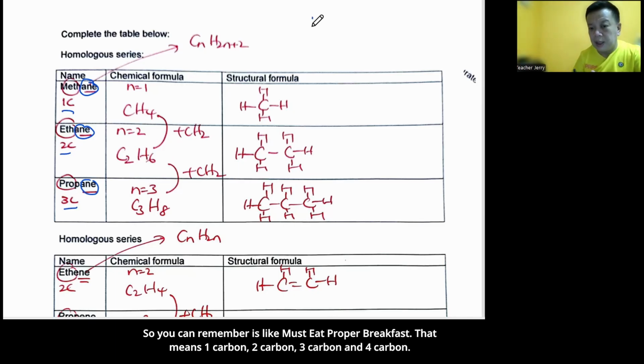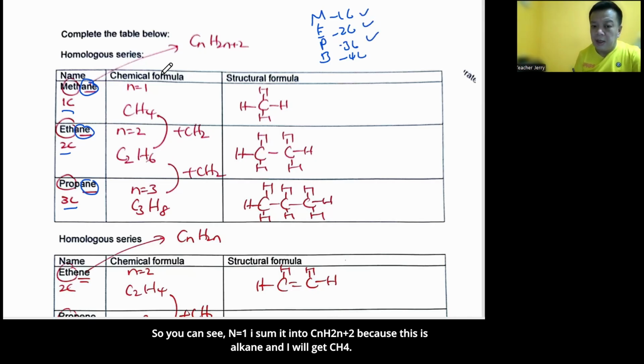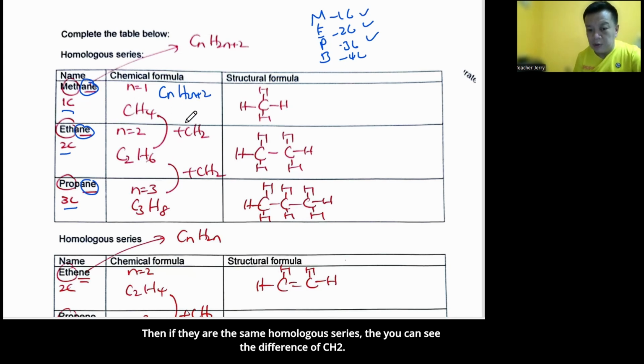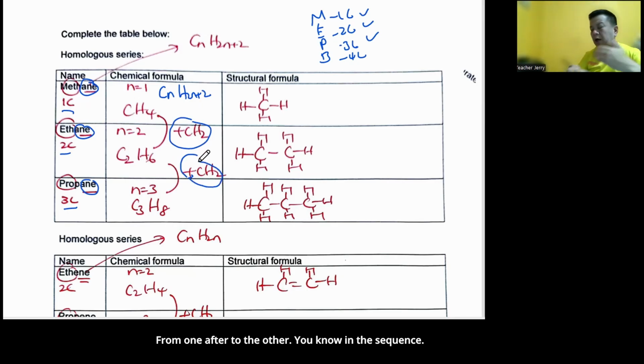Okay, so you can remember it's like "must eat proper breakfast." That means one carbon, two carbon, three carbon, four carbon. Actually, the first three will be more than enough. Right? So you can see, n equal to 1, I sum it into CnH2n+2 because this is alkane, I'll get CH4, so on and so forth. And if they say homologous series, you can see it's a difference of CH2, from one after the other, in a sequence.